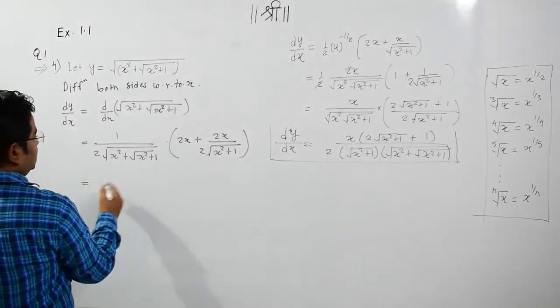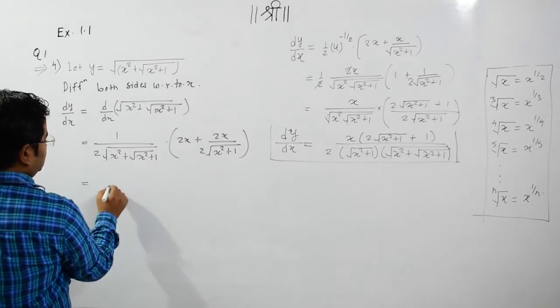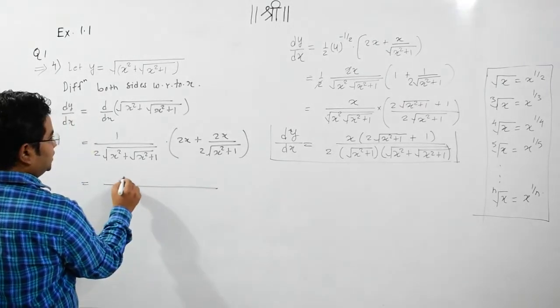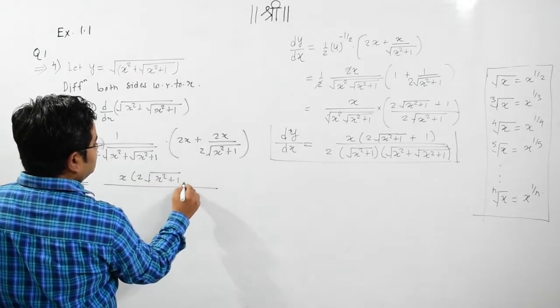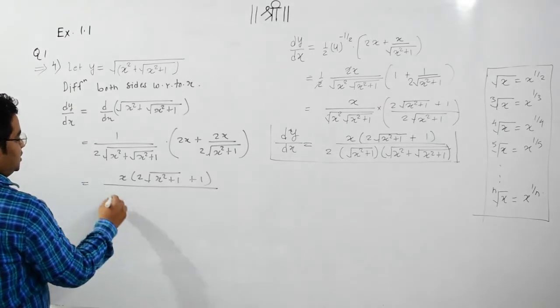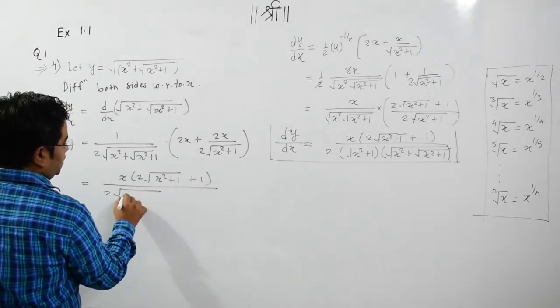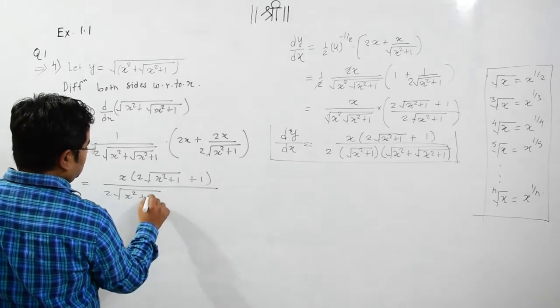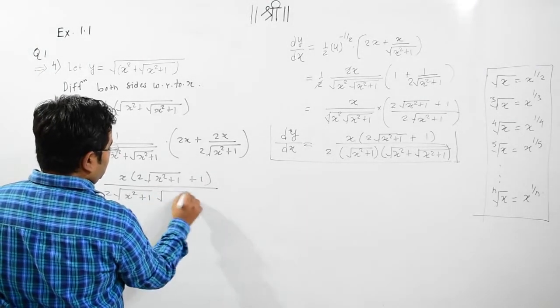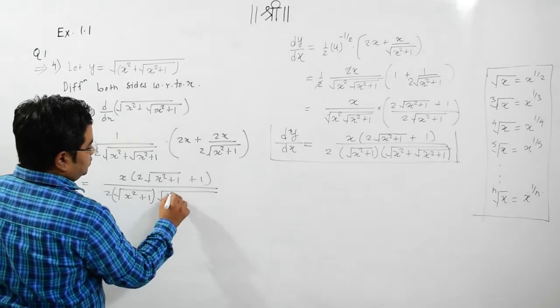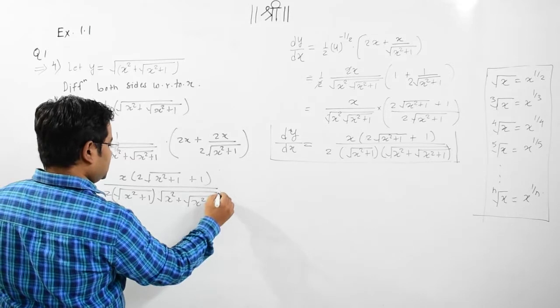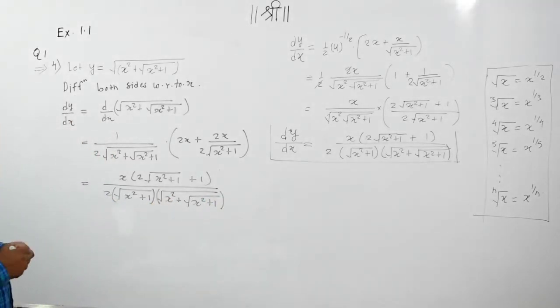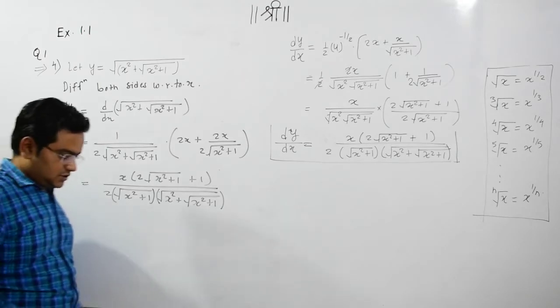So again, taking 2x common and again simplifying this, you will get a simple quantity. What was that? X into 2 under root of x square plus 1 divided by how much? 2 under root of x square plus 1, okay, into again under root of x square plus under root of x square plus 1. And that's what we required. Okay, that's our final answer. So within 3 steps we can get the answer. So that's the way of this concept.